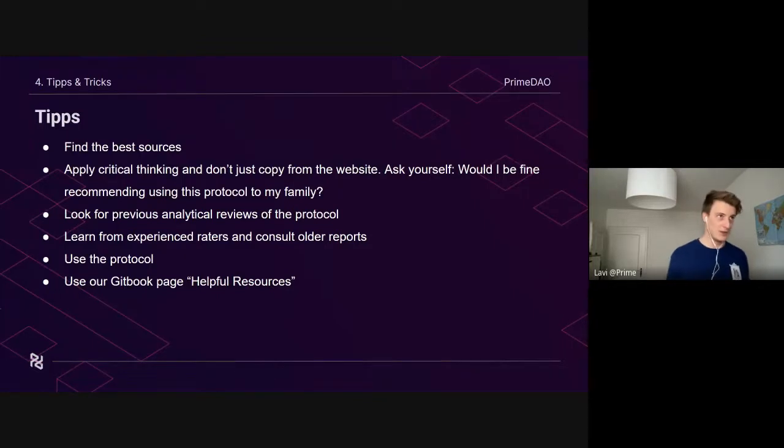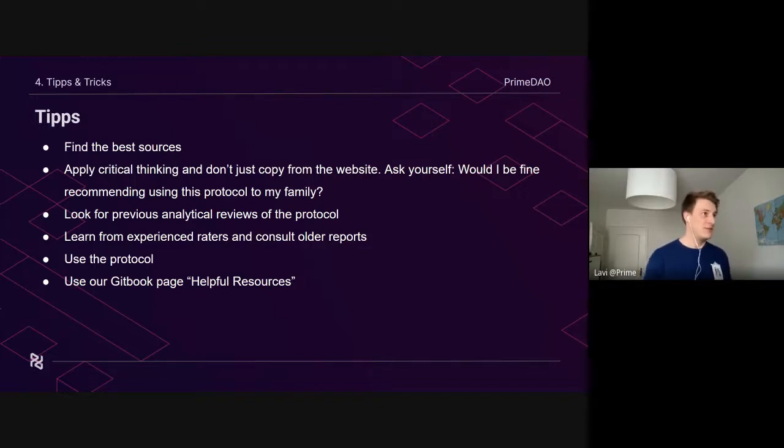Yeah, so I'm just going to go quickly, a few minutes, through some tips and some mistakes. Most of that is also available on our GitBook, but I think it's still worth mentioning, and definitely something that you want to apply when you write these reports. So always try to find the best sources. Easier said than done, but the more you rate, the more experience you get, the better you get at finding these sources. Apply critical thinking and don't just copy from the website. Here the tip is ask yourself, would I be fine recommending the usage or maybe even investing in the protocol to my family members? This is the question you should ask yourself.